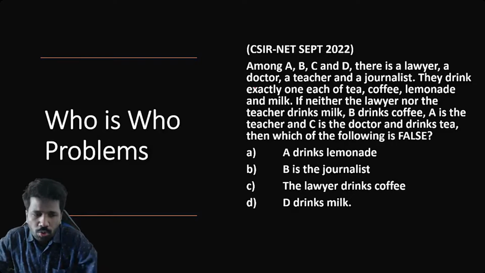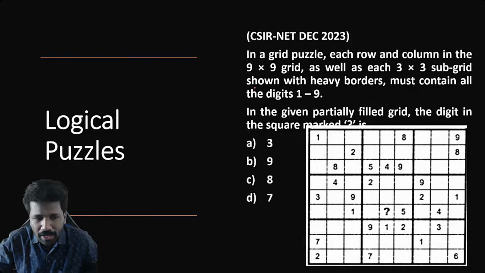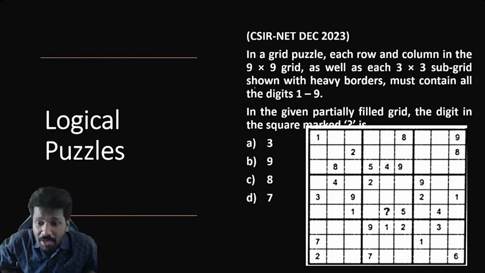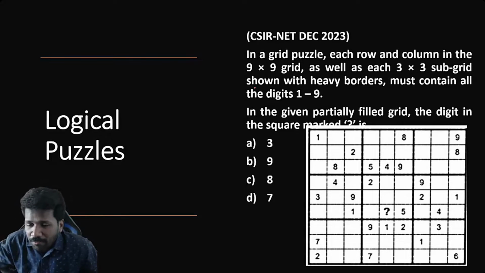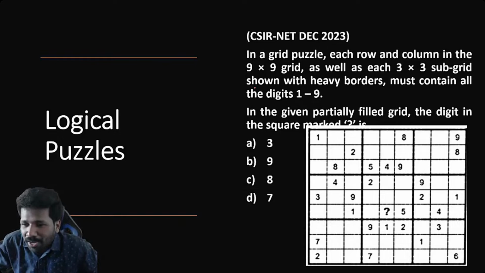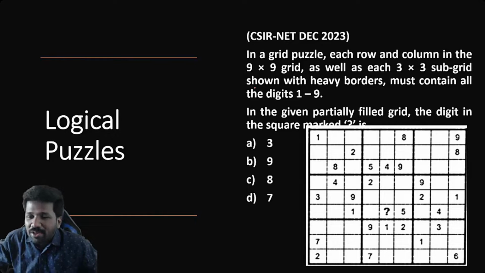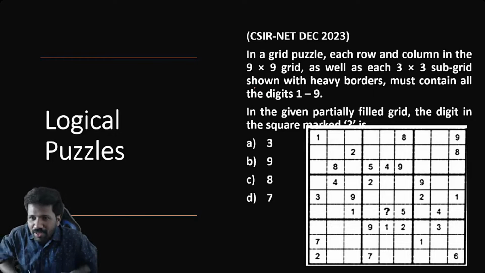So that is a who's who problem example. Next is logical puzzles. Puzzles can be anything, and last to last year this kind of puzzles are there, like literally games that you have played in school or games that you are still playing. Sudoku is a game that you all know, right?